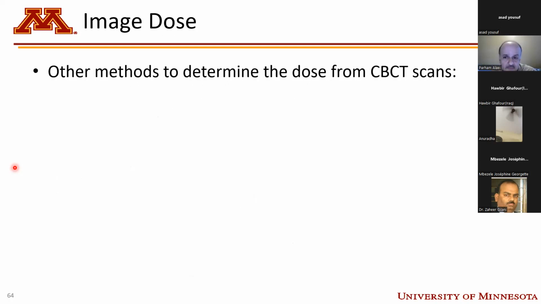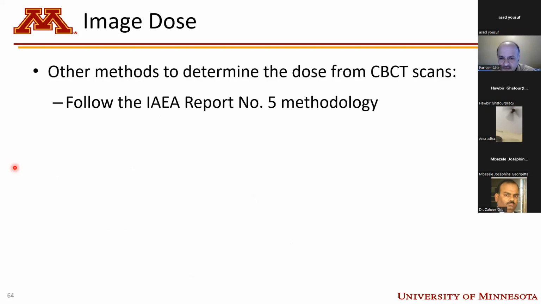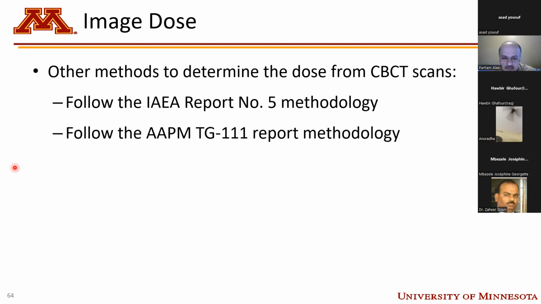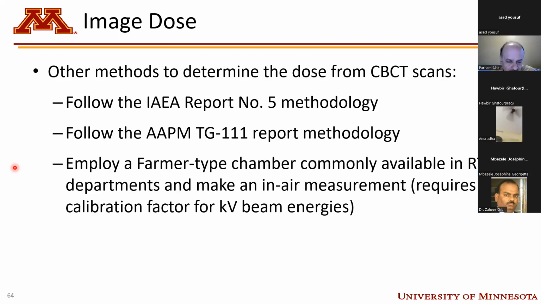The other methods to do that: there's the IAEA Human Health Report number 5 methodology, which is again based on CTDI. There is an AAPM TG111 report, which is totally different. Or there is something that we do. We use a Farmer-type chamber that we have in the clinic, and we make an air kerma measurement. The chamber has to be calibrated for kV beam energy, of course, but we make a measurement similar to measuring a sub-C measurement, and we look at the constancy of the value. I can tell you, I've been doing it on our R2 beam for 7-8 years, and it's very constant. It doesn't change by a whole lot.